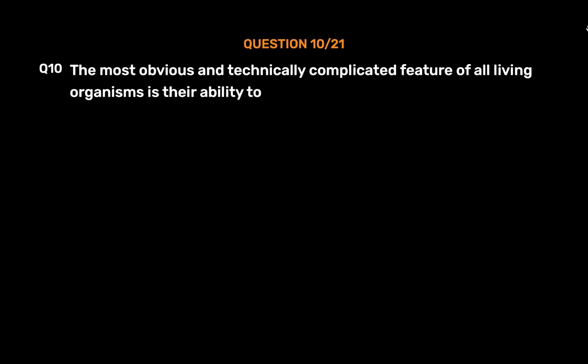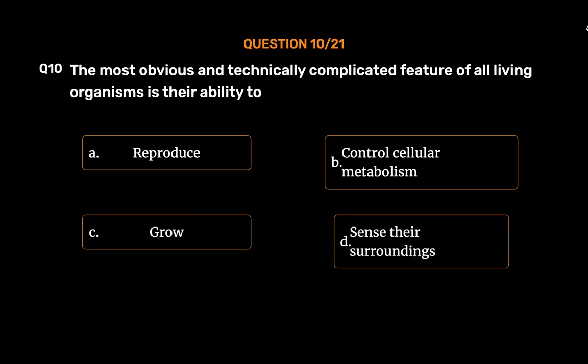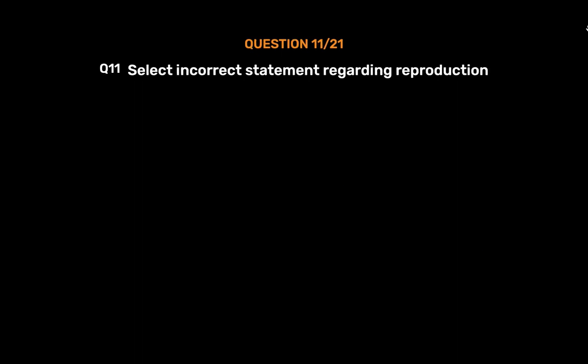Question number 10. The most obvious and technically complicated feature of all living organisms is their ability to Option A. Reproduce. Option B. Control cellular metabolism. Option C. Grow. Option D. Sense their surroundings. The correct answer is Option D. Sense their surroundings.